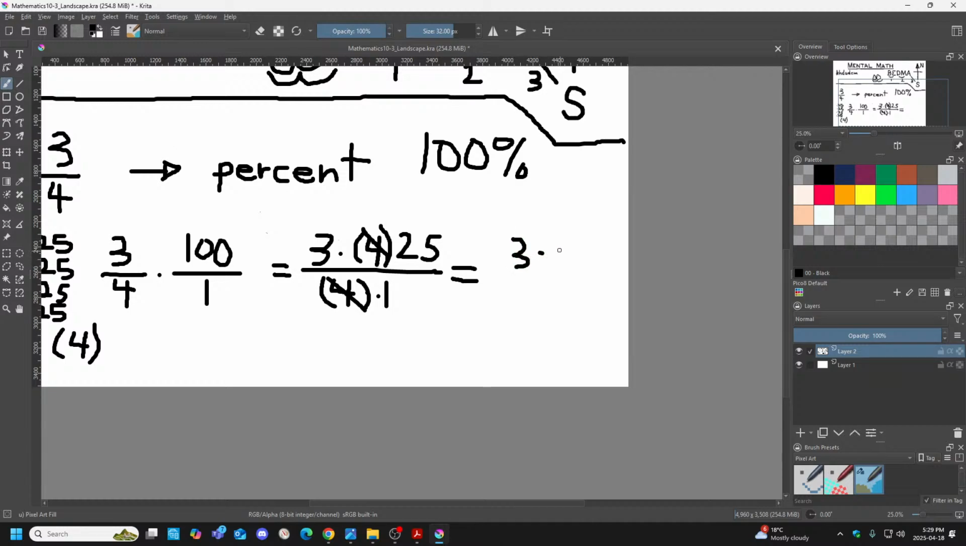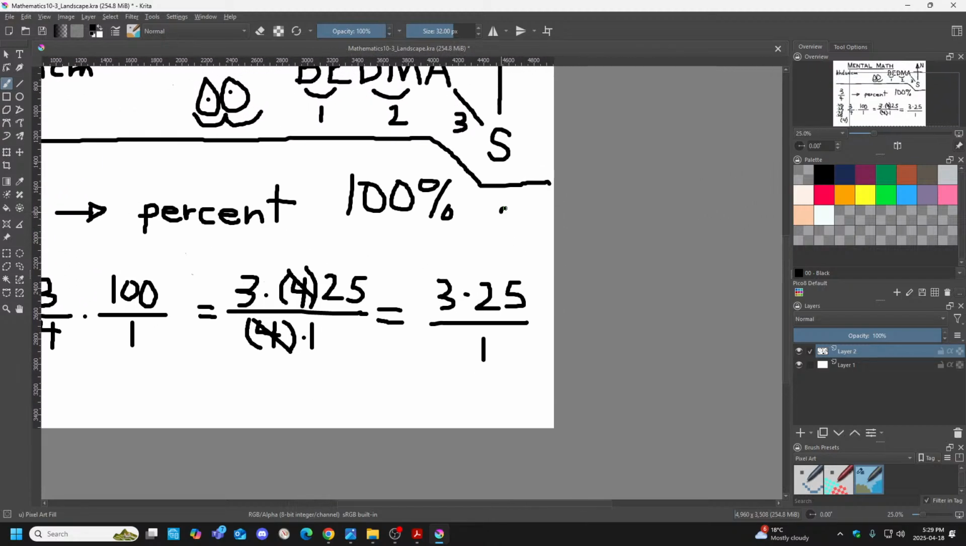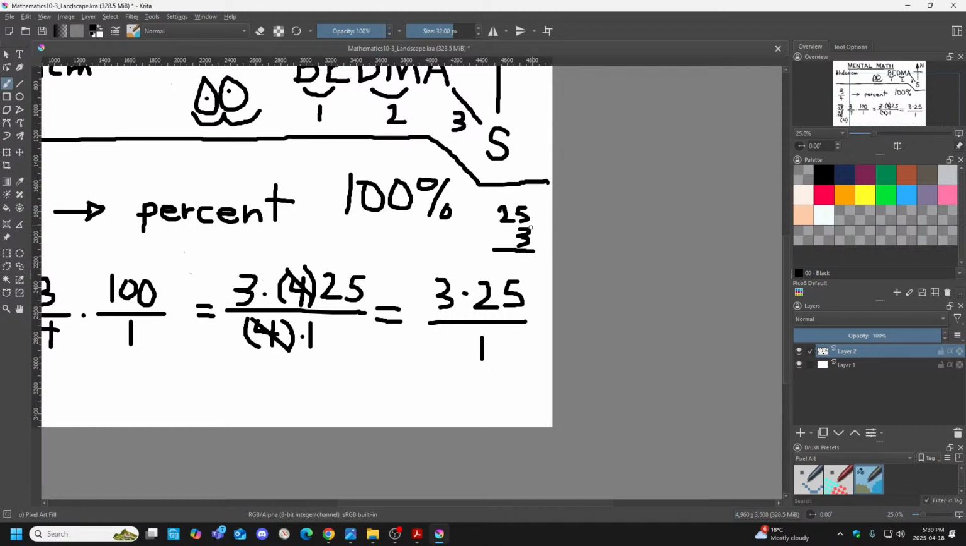So we're left with 3 times 25, all over 1. Okay, so doing that math, let's do the long math without a calculator. 5 times 3 is 15. Again, guys, I recommend it's nice to have the times table fully memorized. Eventually you will. Get your 10 times 10s done.